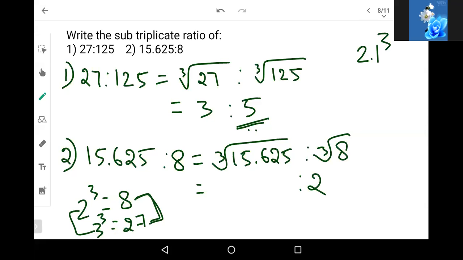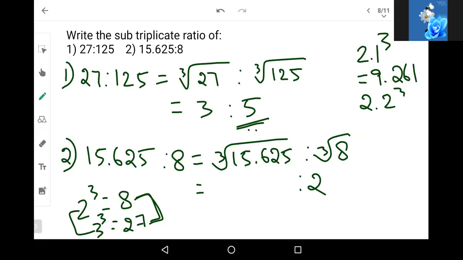It's not 25. 25 is not the answer. Okay, so 2.1 cube is 9.261. So this is not what we want. Now let's check 2.2 cube. 2.2 into 2.2 into 2.2.